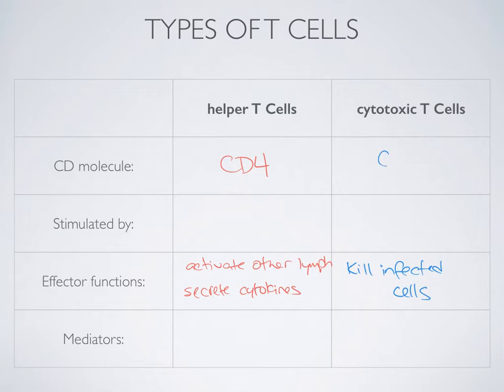Whereas cytotoxic T cells express CD8. So these are markers that immunologists use to be able to differentiate these two cell types, because if you look at them under a microscope, B cells, T helper cells, and cytotoxic T cells all look identical. You cannot tell them apart. So you have to do special immunostains, and you can stain for CD4 and know that that's a T helper cell. Or if you stain for CD8, you know that those are cytotoxic T cells.